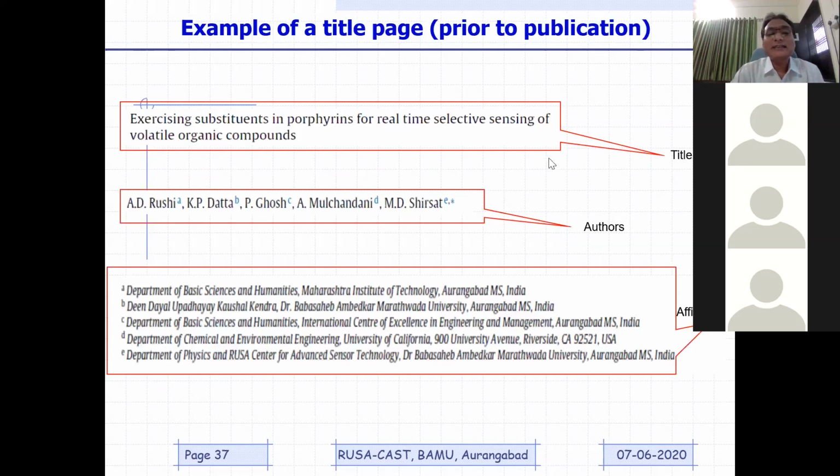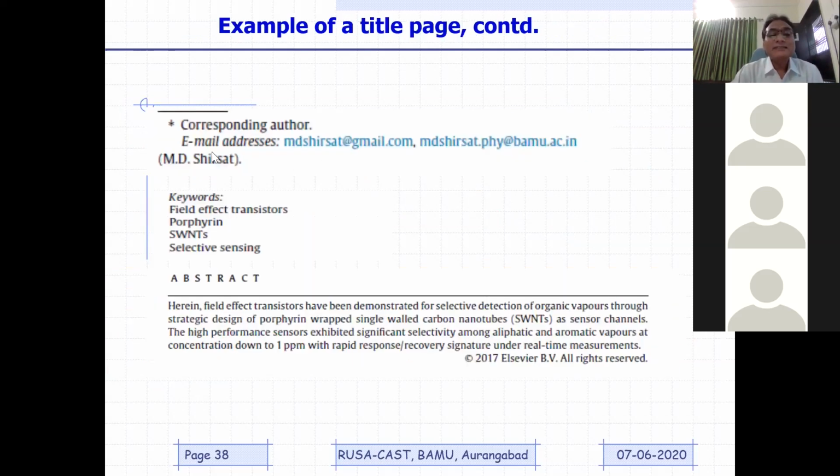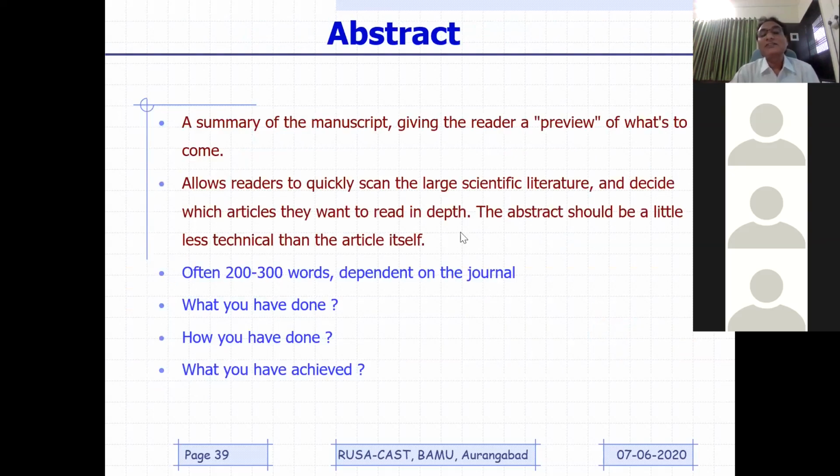Here I have highlighted again: title, authors, affiliations. Then these are the corresponding authors, keywords, because you need to have the keywords as well, and then the abstract. This is what the title page is.